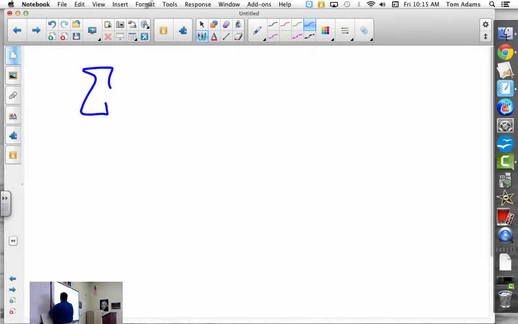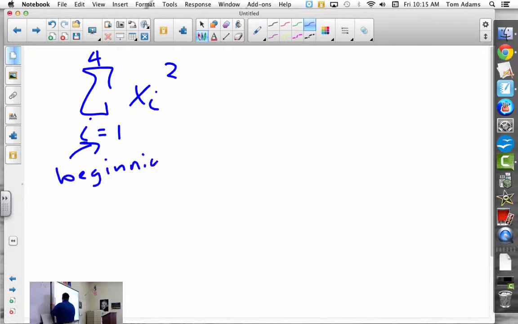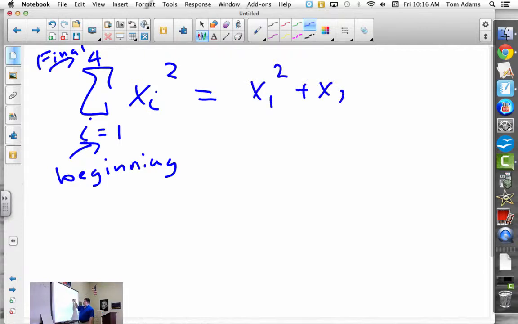But if I were to do something like this, this is the beginning number, and I'm going kind of informal on purpose, and this is the final number. If this is informal, how bad is formal? So this would be x sub 1 squared plus x sub 2 squared plus x sub 3 squared. When do I stop doing this? 4. That's all that means.